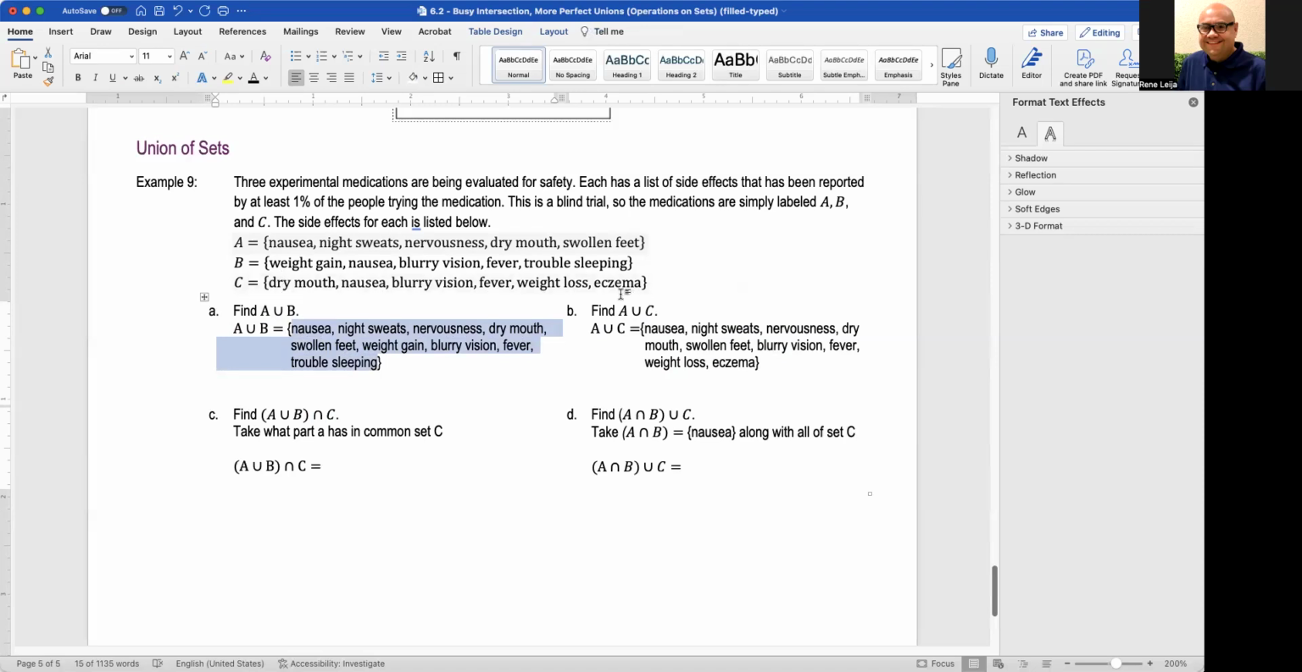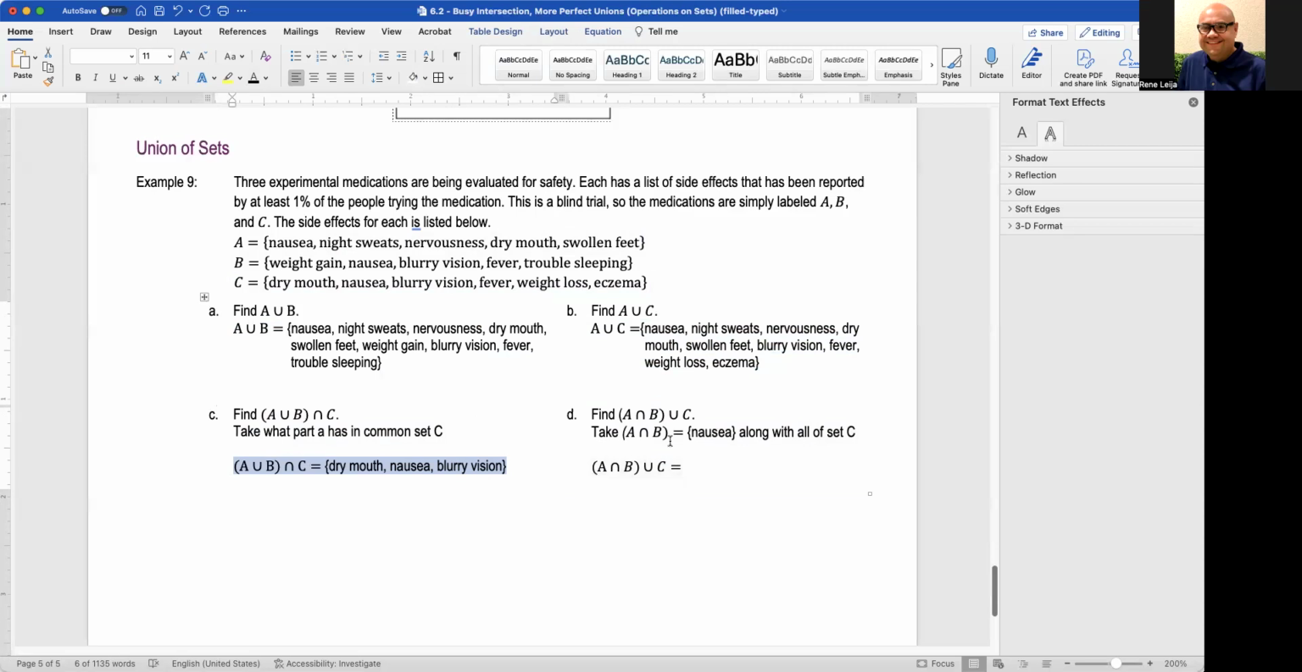So you're going to look through all of these side effects and see which ones are common with C. So C has dry mouth, and A union B does have dry mouth. So dry mouth is one of them. Nausea, there's nausea for A union B. Blurry vision, there's blurry vision for A union B. Weight loss, nope, this one has weight gain. And this one has eczema, this one does not have that. Okay, so this is all that you should have: dry mouth, nausea, and blurry vision.